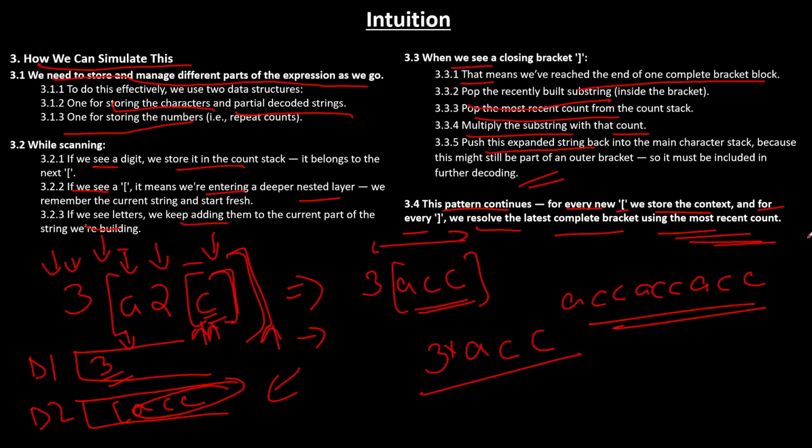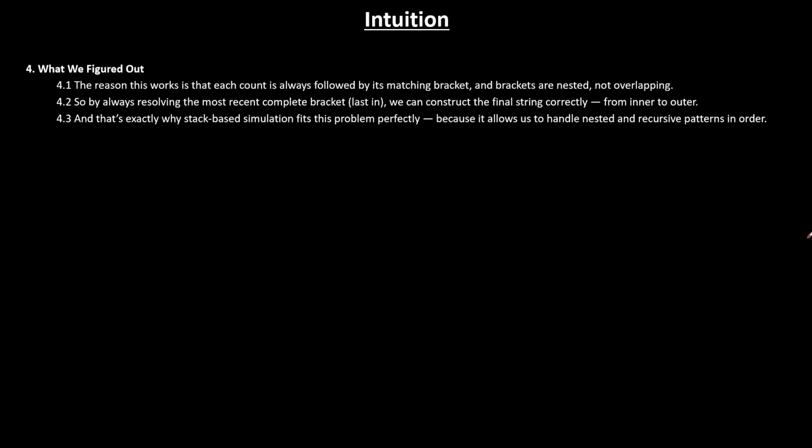Fine. I hope you understood this intuition. Now, how are we going to solve it, and what data structure are we going to use? What we figure out is that the reason this works is that each count is always followed by its matching bracket, and the brackets are nested, not overlapping. If you have observed, the brackets are always nested; they are not on top of one another.